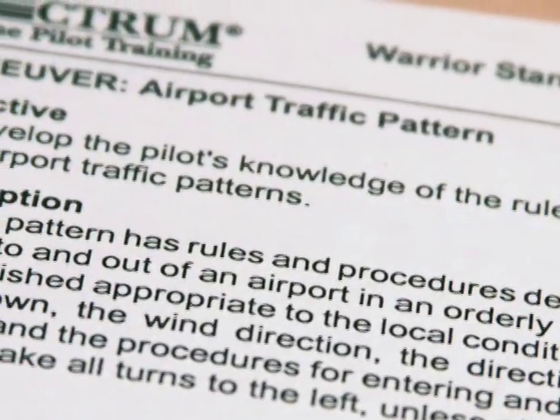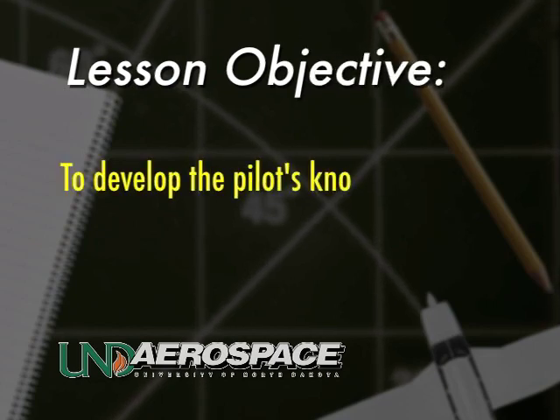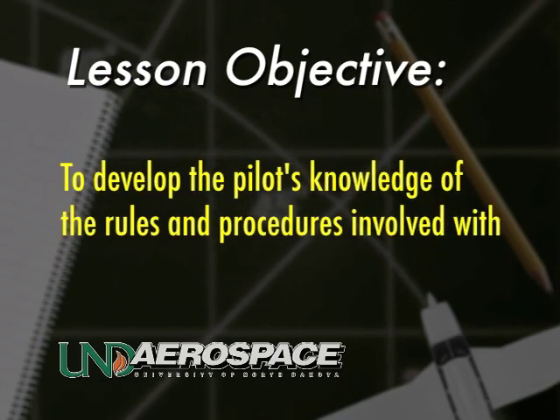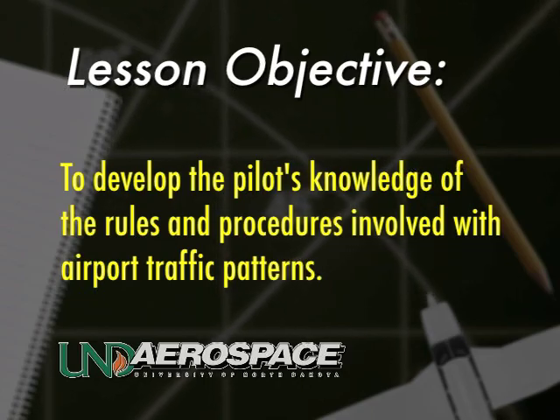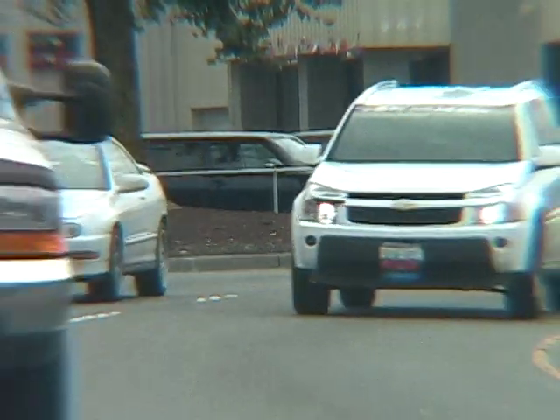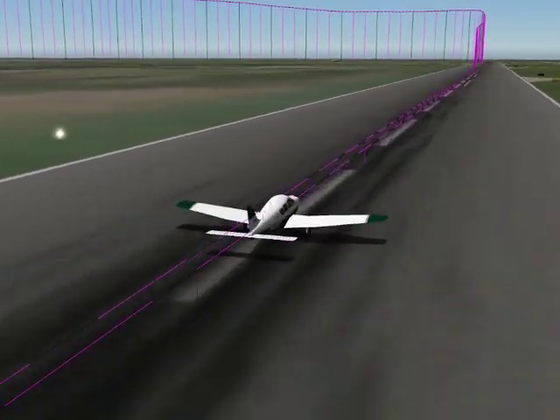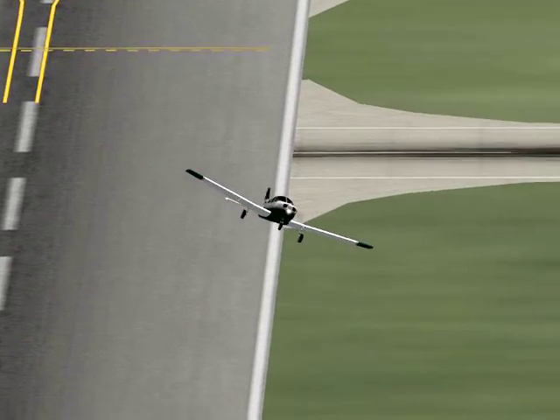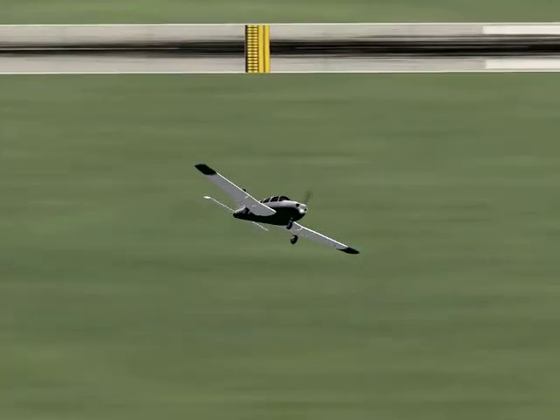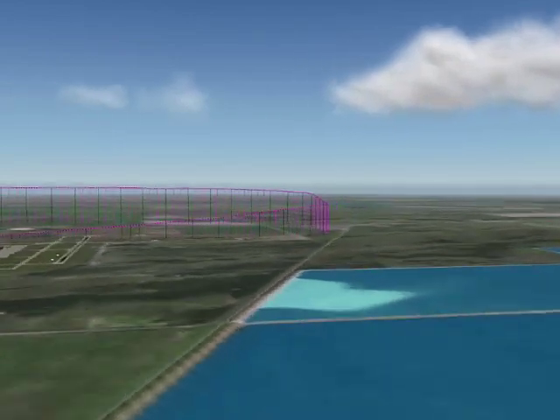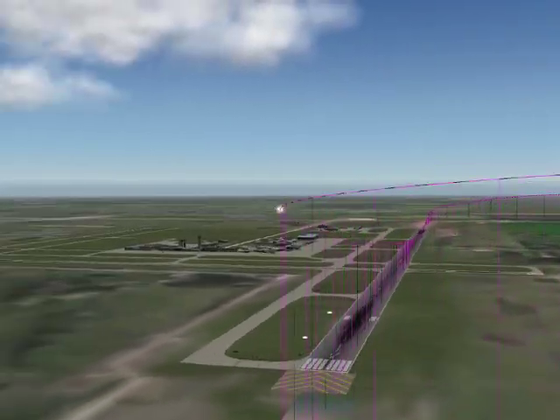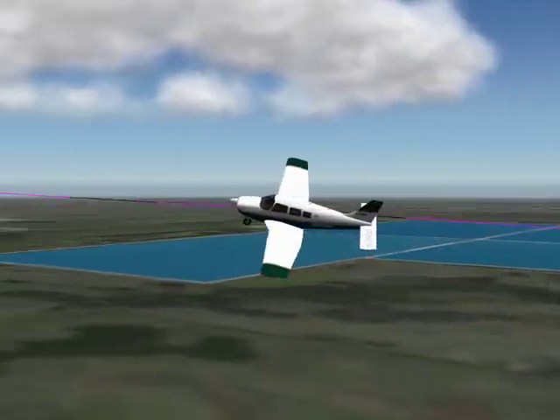According to the UND Aerospace Standardization Manual, the objective of practicing airport traffic patterns is to develop the pilot's knowledge of the rules and procedures involved with airport traffic patterns. Just as a car on a road adheres to specific traffic rules, so too does an airplane around an airport. The only difference between the car and the airplane, however, is that the car can stop when need be, as the airplane can only slow down or divert course. And since several aircraft may need to use that same strip of pavement, standardized rules and procedures are necessary to govern the safe and orderly flow of air traffic to that runway.